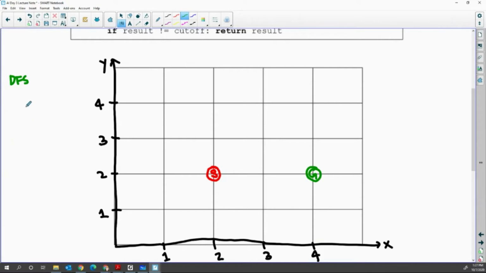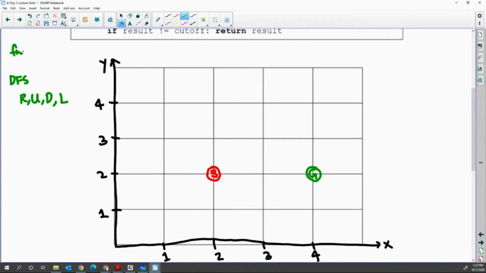So I'm going to search. When I generate child or neighbors, I'm going to go right first, then up, then down, then left. That's my rule of the searching. That means when I expand, all the way left first, then down, then up, right. So I'm going to start searching it.